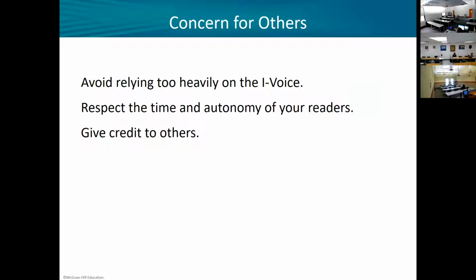Avoid relying too heavily on the I voice. Don't say I over and over again. Respect the time and autonomy of your readers. It is very much a fact that lengthy messages will be thrown out. Give credit to others.